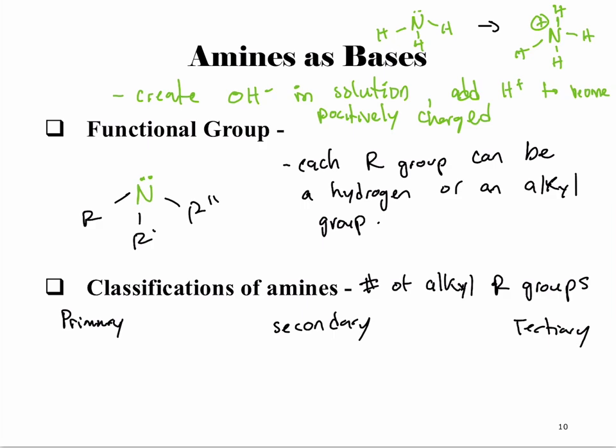So a primary amine, all of the amines are going to have nitrogen in them like this. A primary amine will have 1 R group and 2 hydrogens. A secondary amine will have 2 R groups and 1 hydrogen. And a tertiary amine will have 3 R groups and no hydrogens.